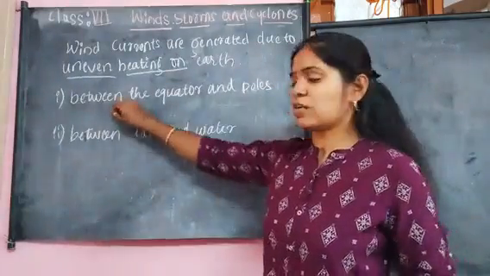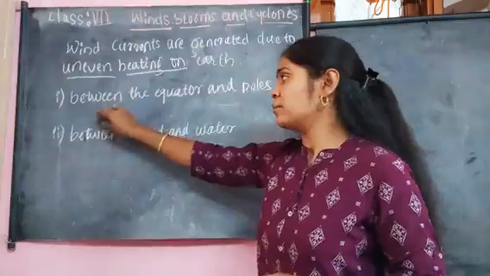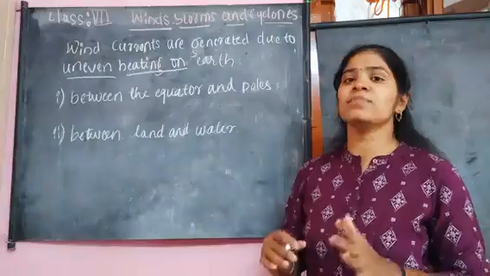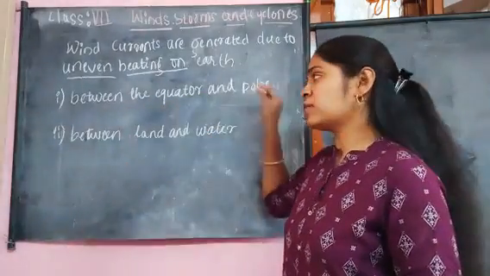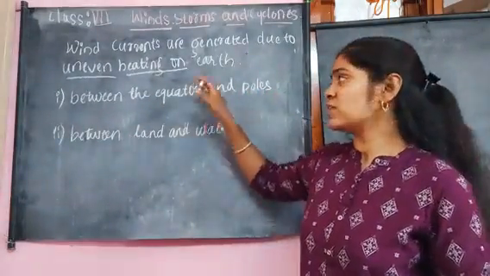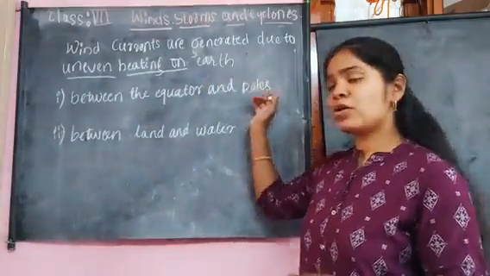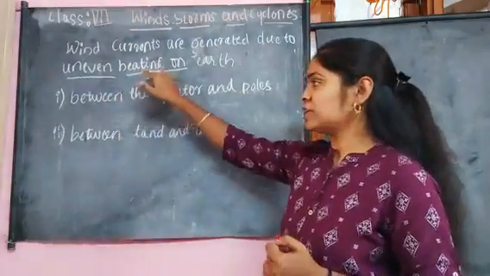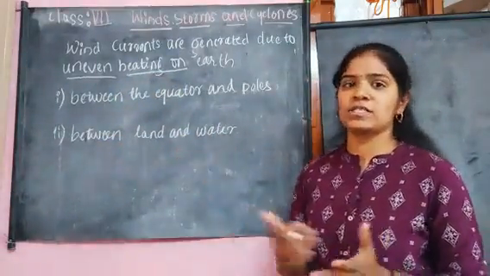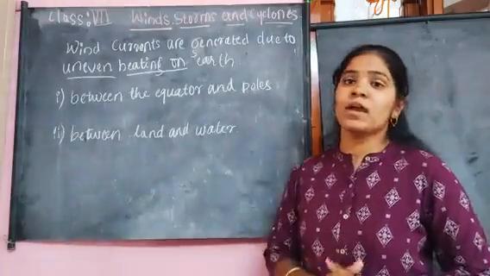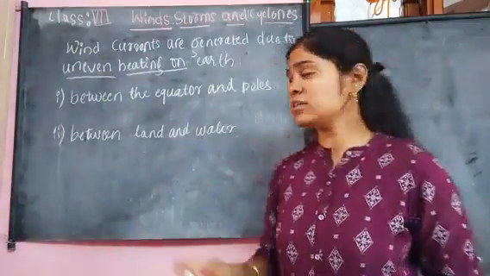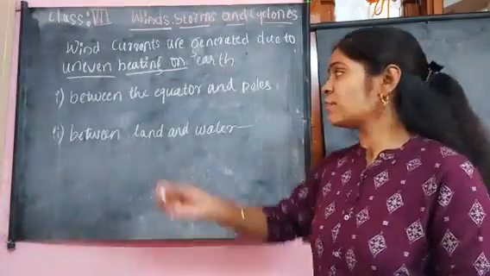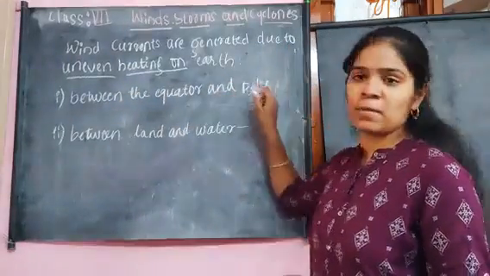So here the first one is uneven heating between the equator and the poles. There is an imbalance, because the temperature between the equator and the poles is different. That's why the wind starts to blow from the equator to the poles and from the poles to the equator. I will explain that later. And the second one is uneven heating between the land and the water. You know how this acts from the fourth chapter, that is heat. In it you studied about the land breeze and sea breeze. So the first one is uneven heating between the equator and the poles.